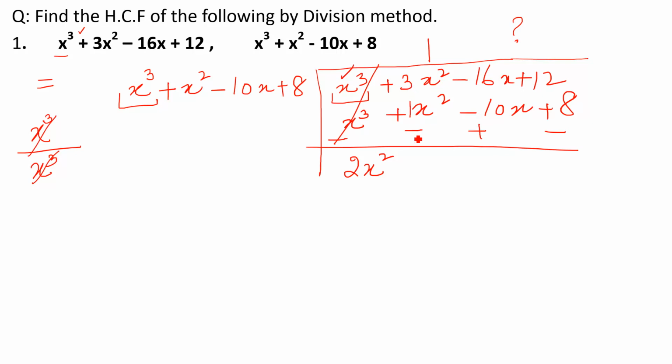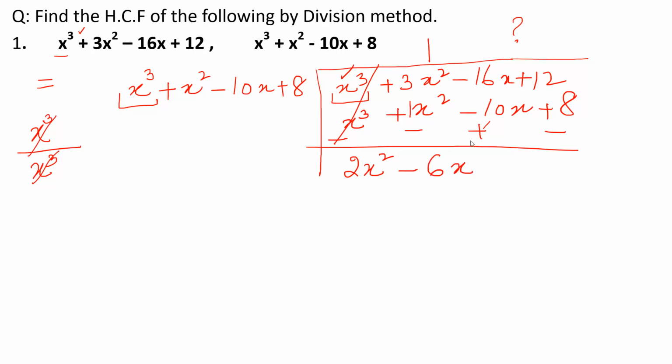3x square minus x square, we will get 2x square. Same thing here, negative 16x. Now you have to consider this sign, positive 10x. So plus, minus, minus. But the sign will come which has the greater magnitude, which is minus 16. So it will be negative 6x.